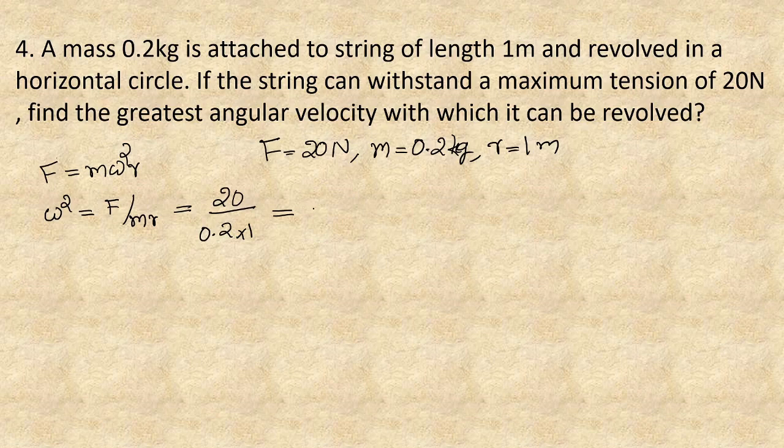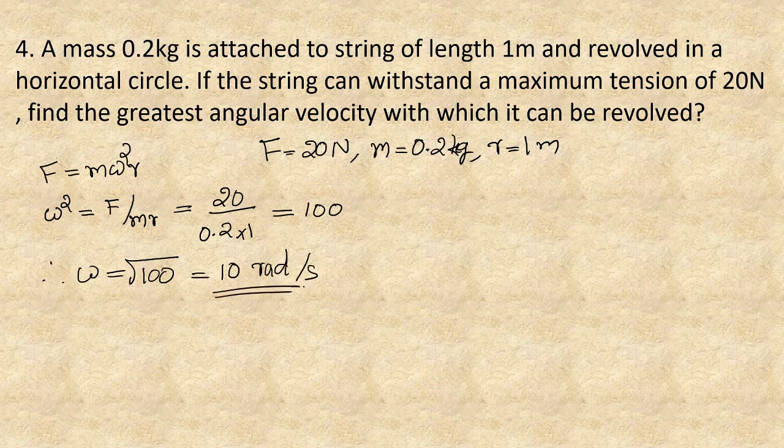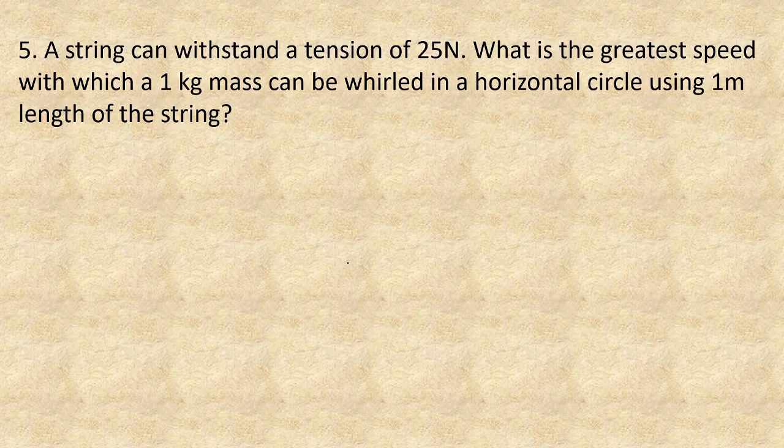What is omega square? Omega square is equal to 100. So what is the value of the angular velocity omega? Omega is equal to the square root of 100, that is 10 radian per second. So this is the greatest angular velocity with which the mass can be revolved. Then we can take the next one.